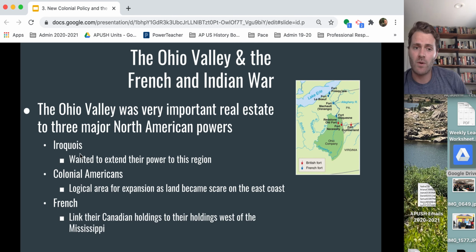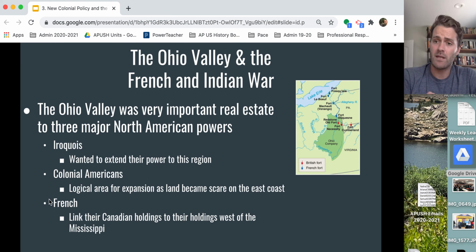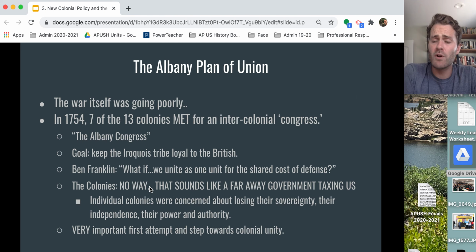The Iroquois actually are going to ally with the British, which is important and noteworthy, mostly because the British make concessions and make promises to leave them alone in the Ohio River Valley after the war. So the war goes pretty poorly at the beginning for the British and their colonial counterparts. The French have an advantage because they ally with a lot of Native American tribes, and they're just a little more prepared for the conflict. But at the beginning of the war, as things are going poorly, there's a really important meeting.